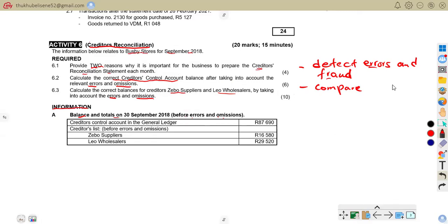Another reason for us to prepare this creditors reconciliation statement is because we want to compare records with supplier statements. You ensure what you owe equals what the supplier says you owe. That is why we say you compare the reconciliation with supplier statements. Hope we get that, good people.